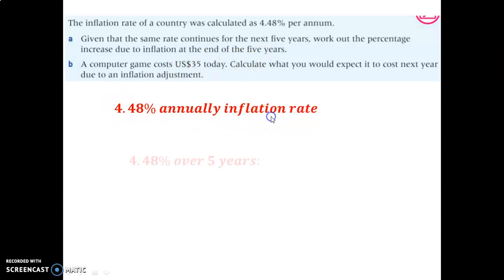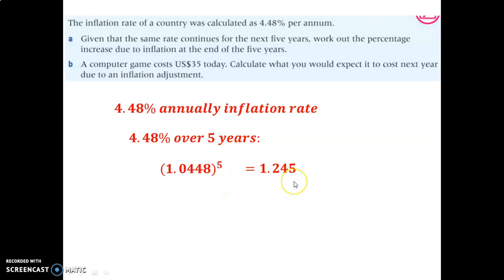4.48% annually over 5 years means we do 1.0448, right? Remember when we have a growth rate, we do 100% plus that, and then we have our multiplier for that period. So 1.0448 means 104.48%, and that's applied 5 times, for 5 years. So that works out to this rate. That is our ratio for 5 years. Therefore, our growth rate is actually this 24.5%. So that's our inflation rate over 5 years.